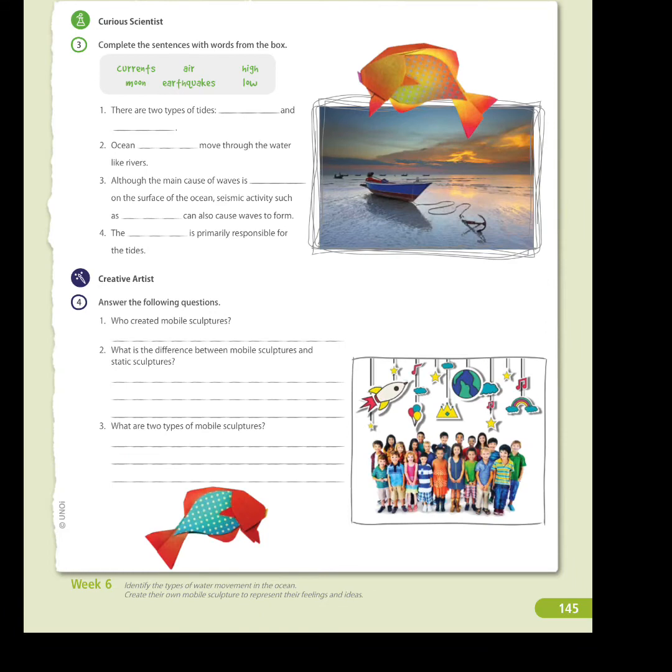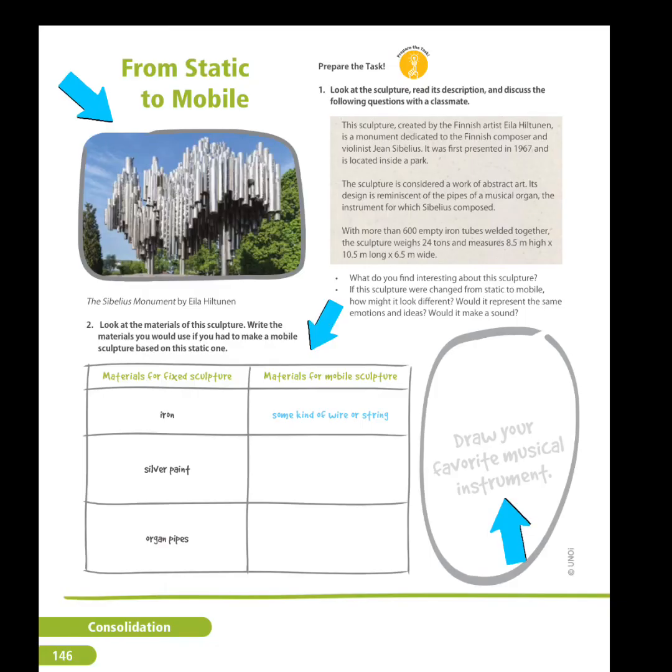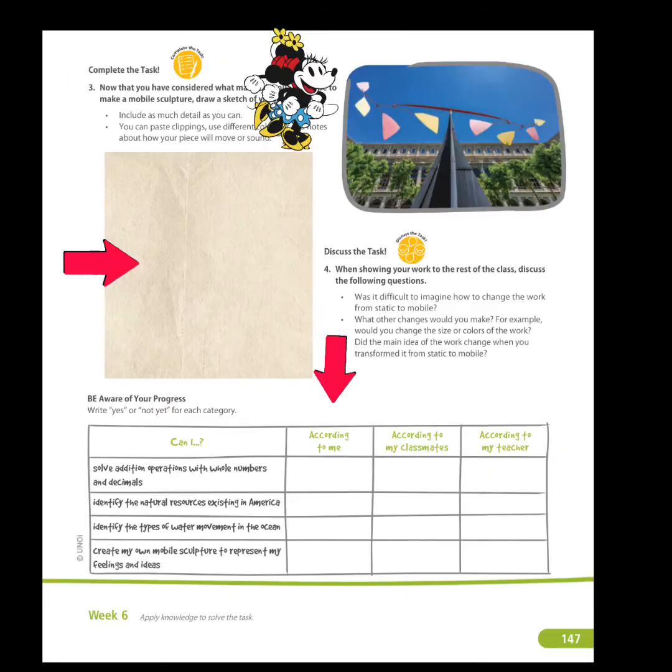On page 145, we are going to continue answering the questions. On page 146, you are going to observe the picture and answer the question that you have in the chart. My dear students, guess what? We almost finished our book.